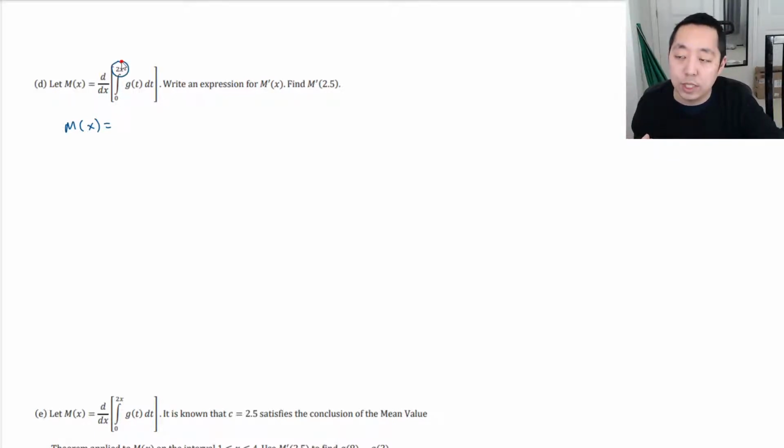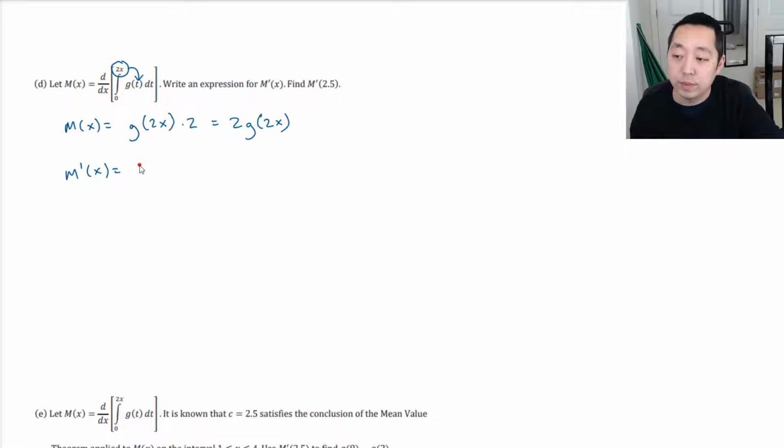The rule is you take whatever is in here. If the upper limit is an x and you're going to plug it into the function g of 2x, then by the chain rule, I have to multiply by the derivative of 2x, which is 2. This is the fundamental theorem of calculus. Okay, so this is going to be 2g of 2x.